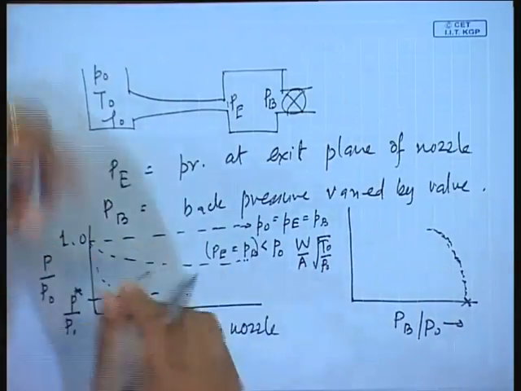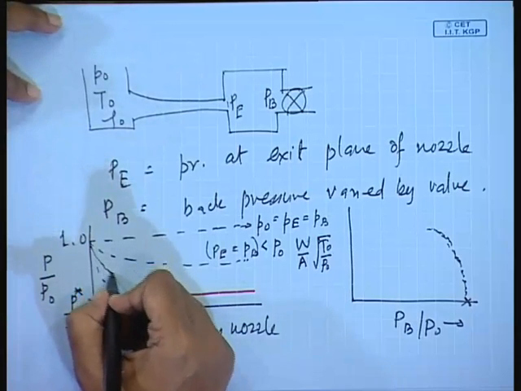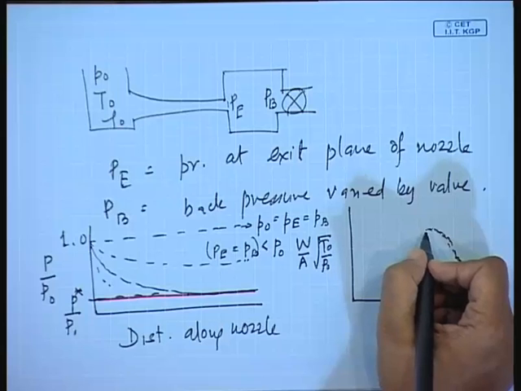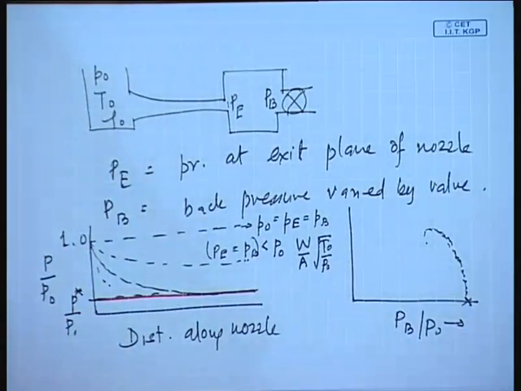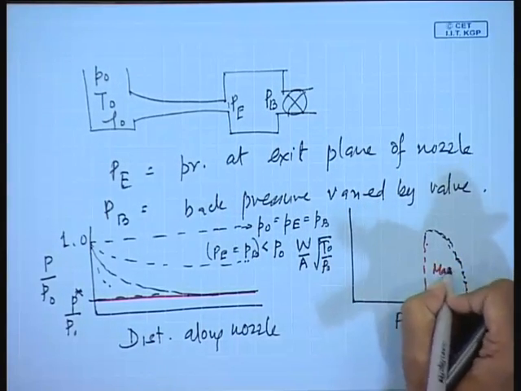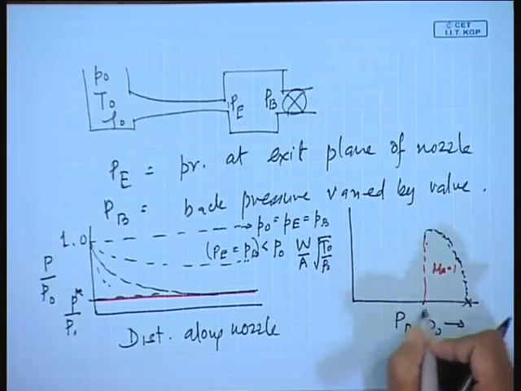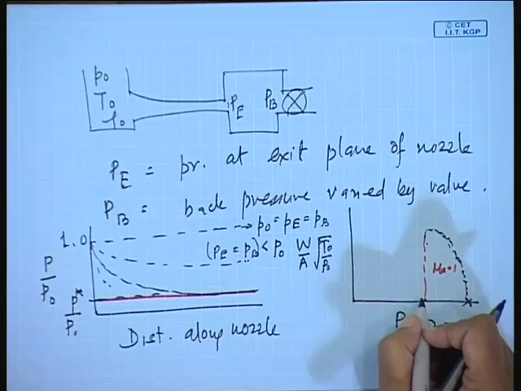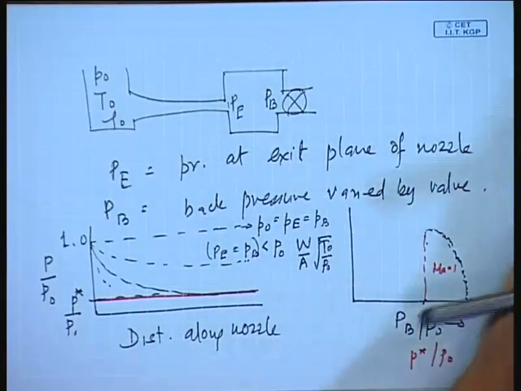This I will make with a different line. So, this is till this portion we get the maximum flow rate in this particular case, and this occurs for Mach equals to 1 and this particular point is P star by P0. Okay. Now, after this what happens is, after this we again keep on reducing the pressure.